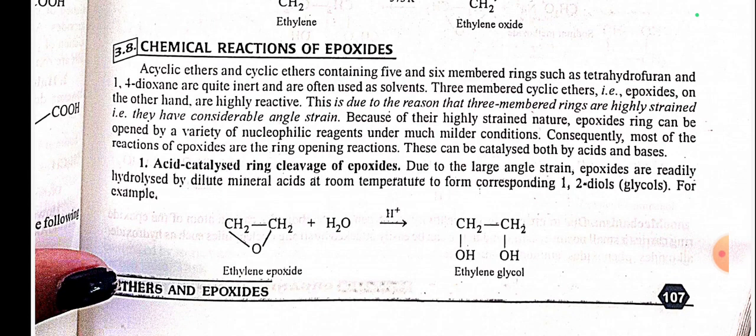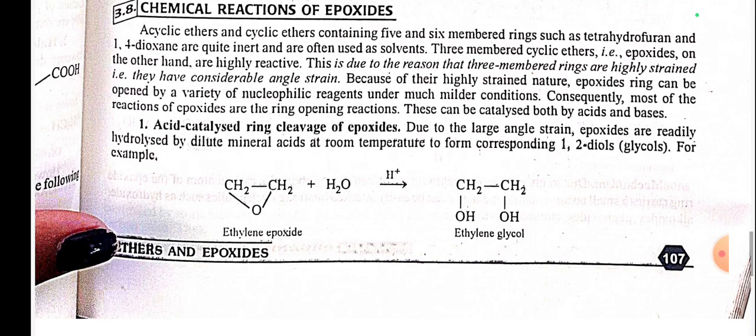Three-membered cyclic ethers or epoxides, on the other hand, are highly reactive, and this is due to the reason that three-membered rings are highly strained. They have considerable angle strain. Because of their highly strained nature, the epoxide ring can be opened by a variety of nucleophilic reagents under mild condition. Consequently, most of the reactions of epoxides are ring opening reactions. These can be catalyzed both by acid and base.